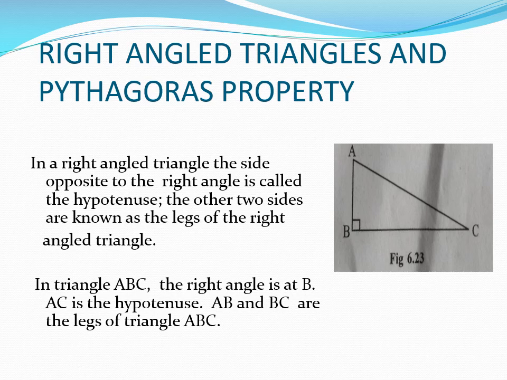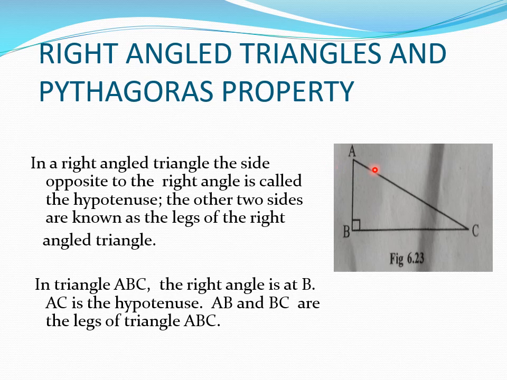Right angle triangles and Pythagoras property. Children, let us learn some points about right angle triangles. In a right angle triangle, the side opposite to the right angle is called the hypotenuse. In the triangle, the other two sides are known as the legs of the right angled triangle.